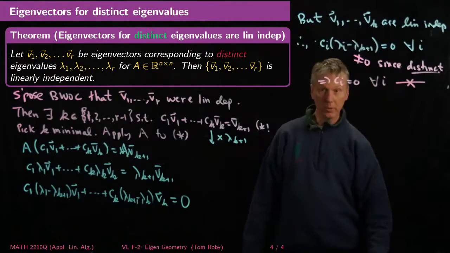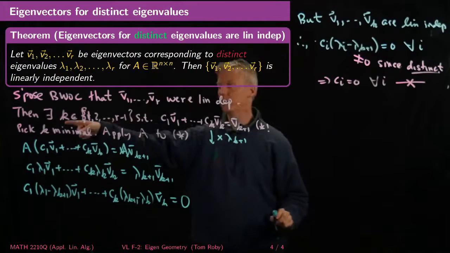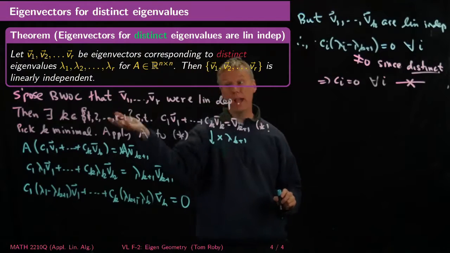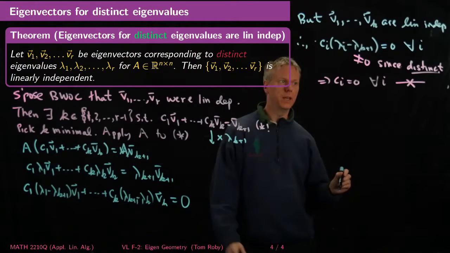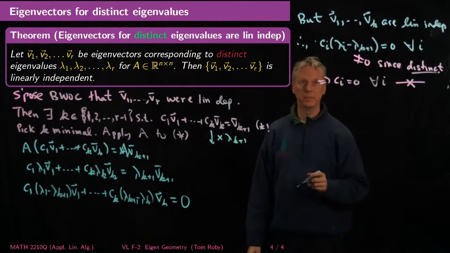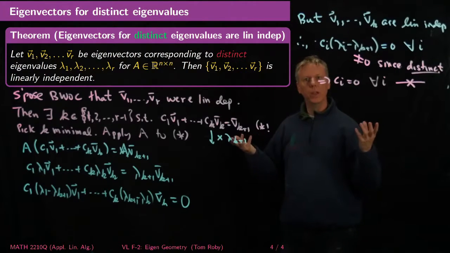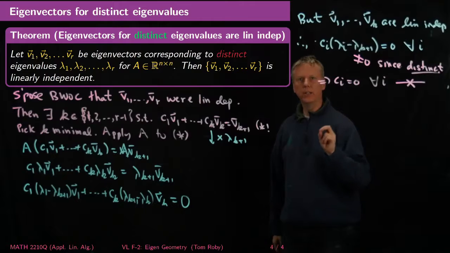So therefore, our original assumption was false. We were supposing by way of contradiction that we could write this. And since we can't, that means that they have to be linearly independent. Okay, so that's the proof of this theorem. It's not that hard. It's just a little bit clever.